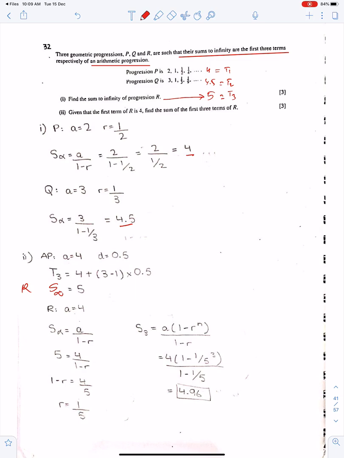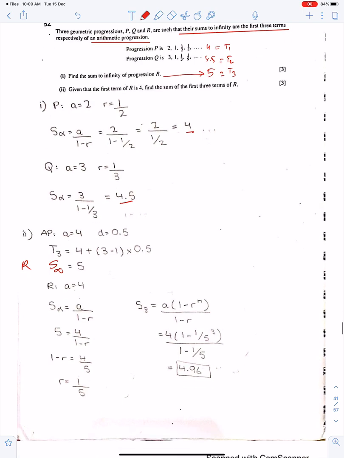Now the next part, given that the first term of R is 4, find the sum of the first three terms of R. This is so simple. We have A as 4 and we have the sum to infinity as well, which is 5. We can easily get the value of r, and then we can easily get the sum. This is r, and this is the sum of first three terms formula.